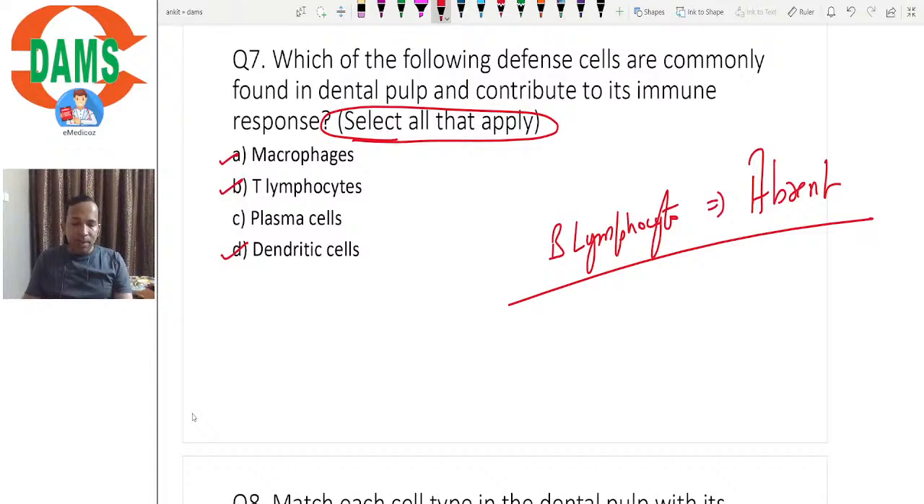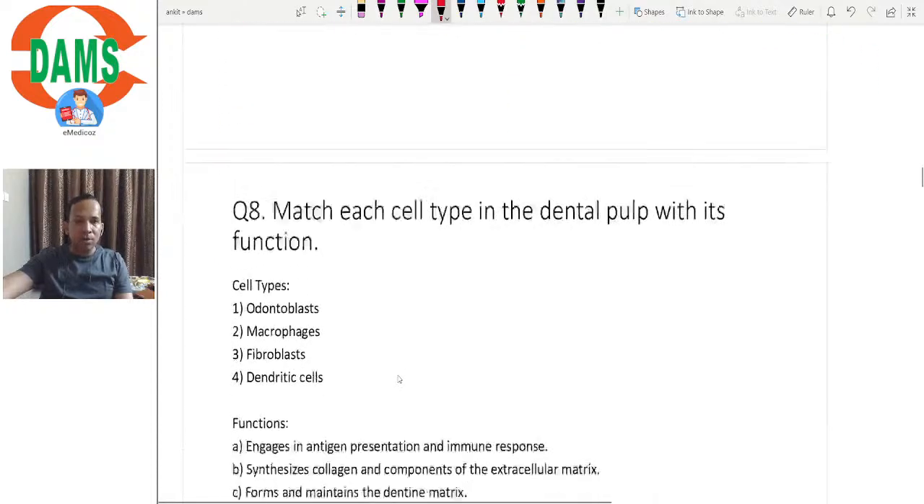The plasma cells are absent, isn't it? The plasma cells are absent in pulp. A, B and D, right Anshul? A, B is also there and D is also there. Dendritic cells, okay? Antigen presenting cells, very good.